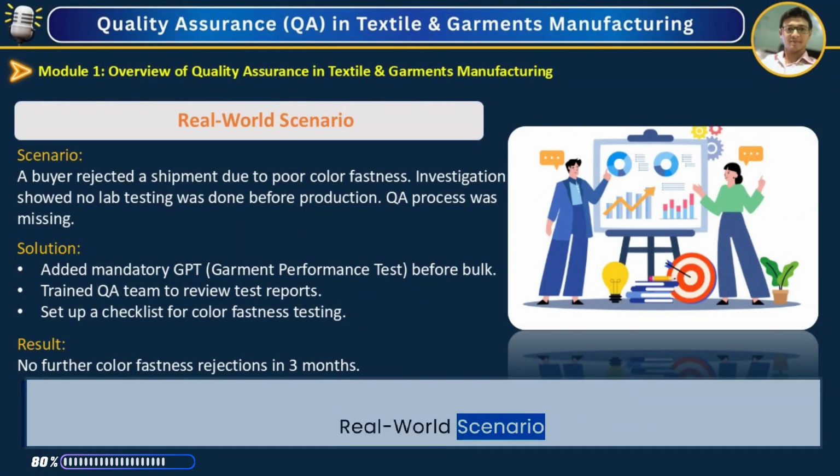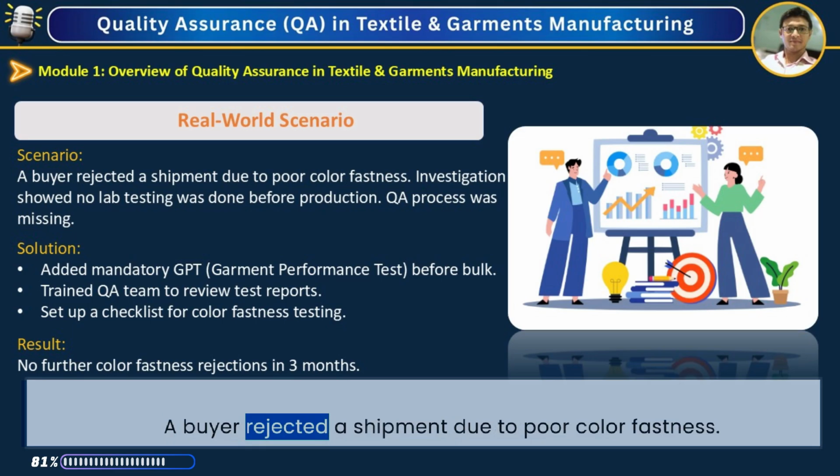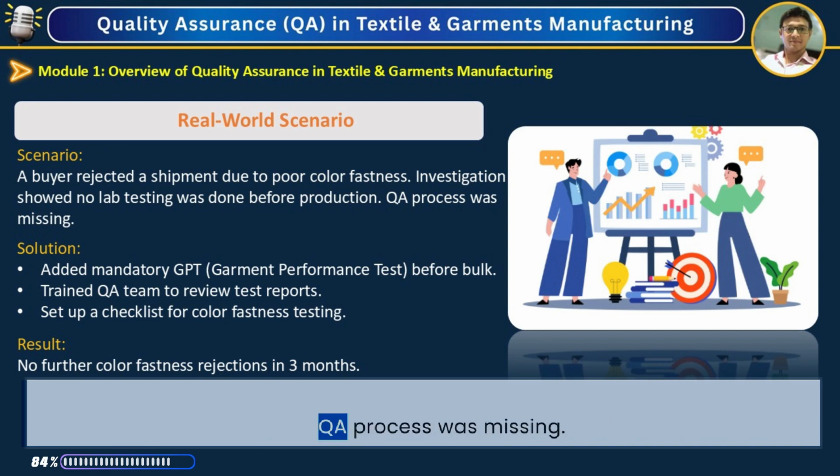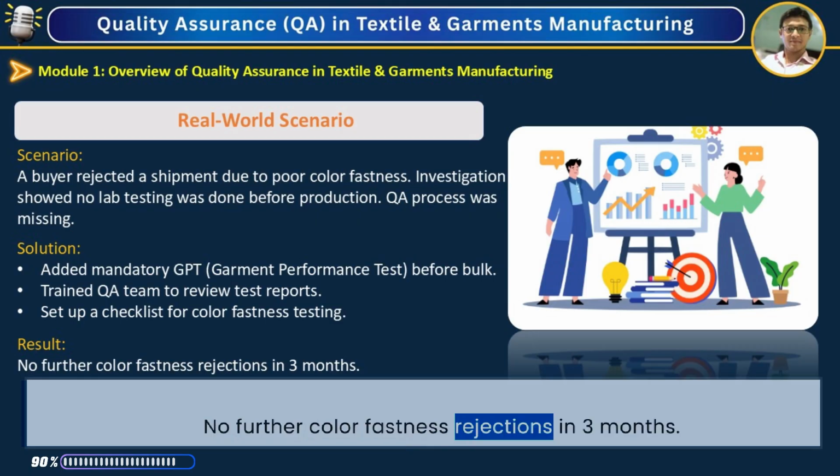Real-world scenario. A buyer rejected a shipment due to poor color fastness. Investigation showed no lab testing was done before production. QA process was missing. Solution: added mandatory GPT before bulk. Trained QA team to review test reports. Set up a checklist for color fastness testing. Result: no further color fastness rejections in 3 months.